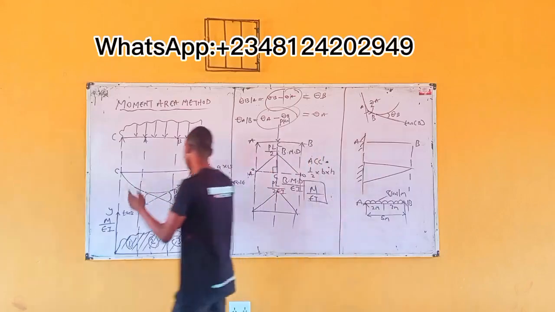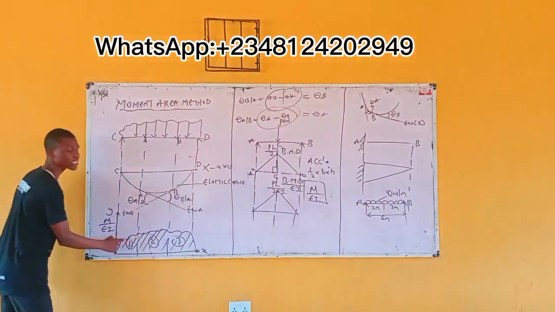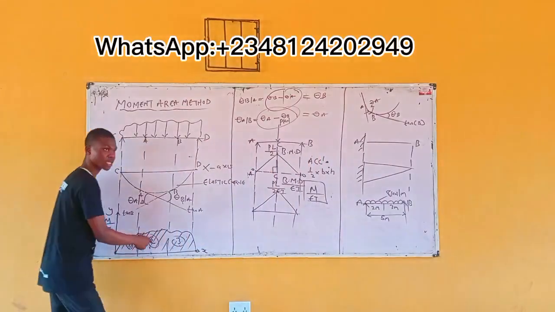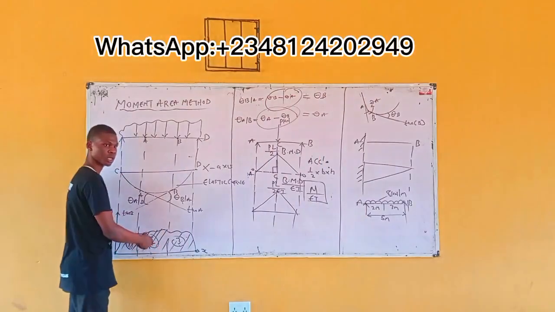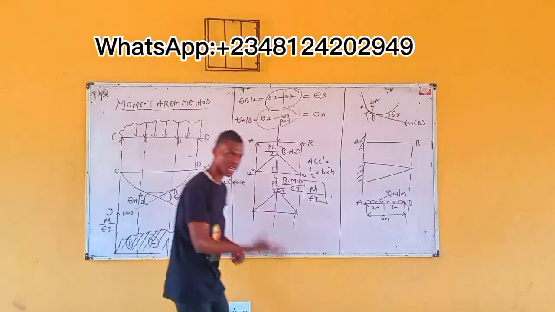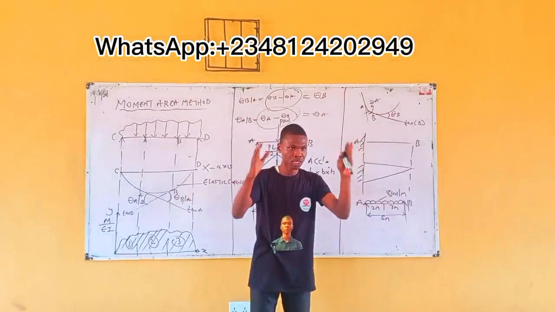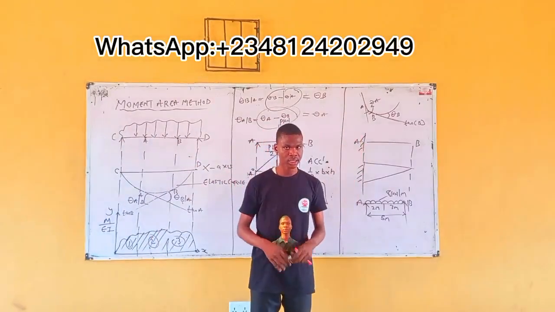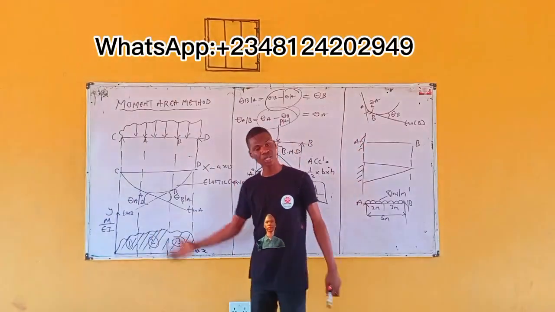You know, when you draw your beam, the area here might be a right angle triangle. The area here might be a parabolic shape. The area here might be a rectangle. So depending on the area, the two points it falls on, you get what? That's what you use. So that's how it works.